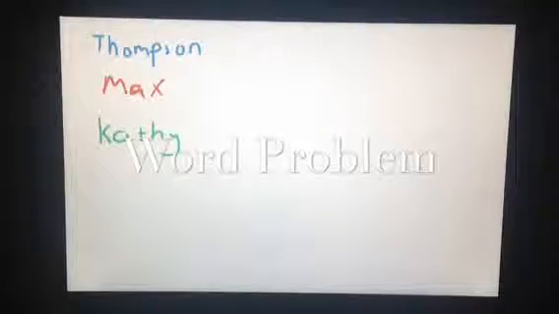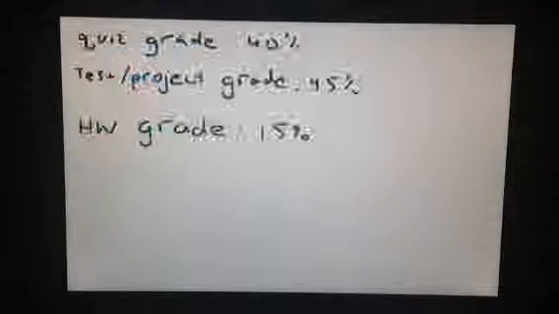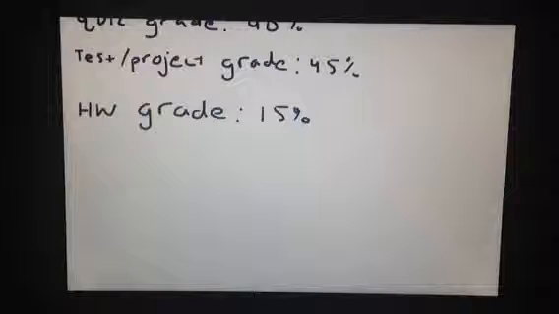So now let's attempt to do a word problem using matrix multiplication. Our goal will be to find the final grades for Thompson, Max, and Kathy in the Intro to Pre-Calculus math class. In the Intro to Pre-Calculus class, the quiz grade is worth 40% of your grade. The test grade is worth 45% of your total grade, and the homework grade is worth 15% of their total grade. Now we have to go about arranging this in a vertical matrix.